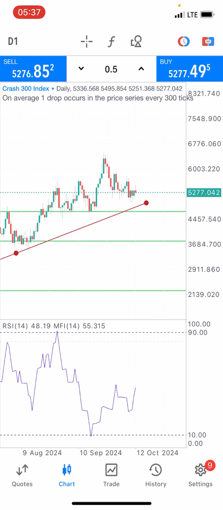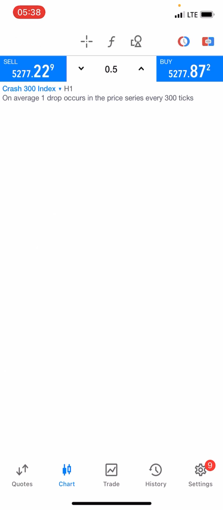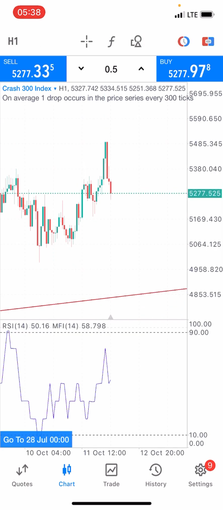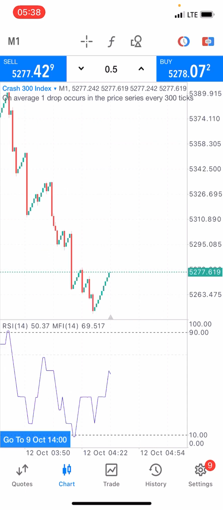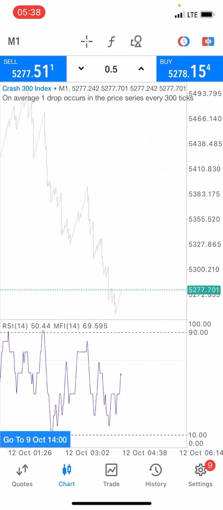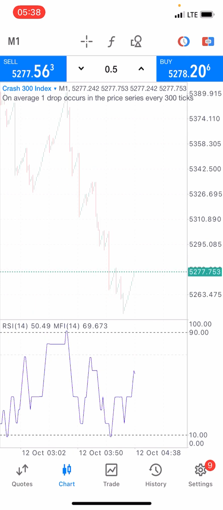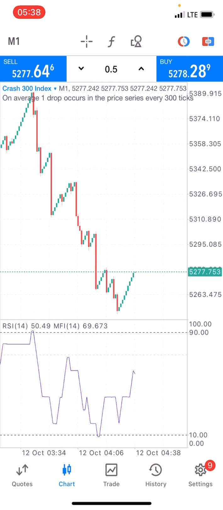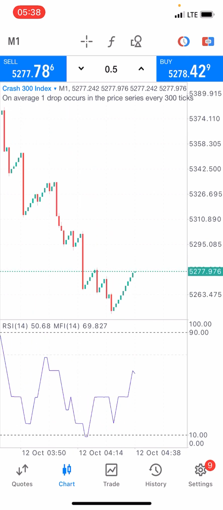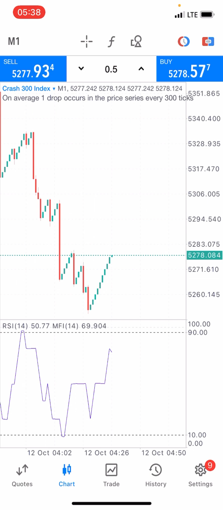And what do we have here? We have an uptrend, so we are looking for buying entries. Therefore, we go back to our 1 minute time frame, and don't forget, we are using the 10th zoom level, 1, 2, and 3.